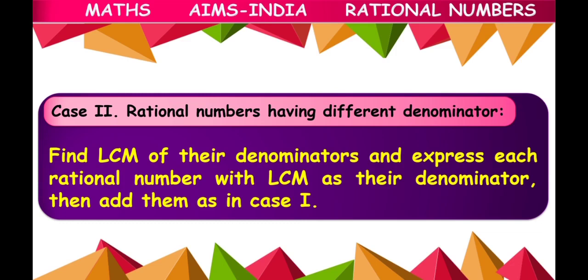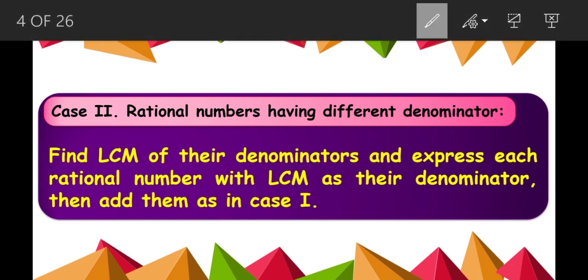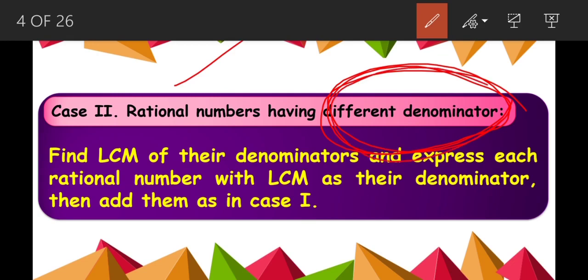Next, case 2. If the rational numbers have different denominators, then we have to make use of the concept called LCM. We have to take the LCM of denominators, and each rational number should be expressed with its denominator in terms of LCM. After that, we can add them as in the case of case 1.